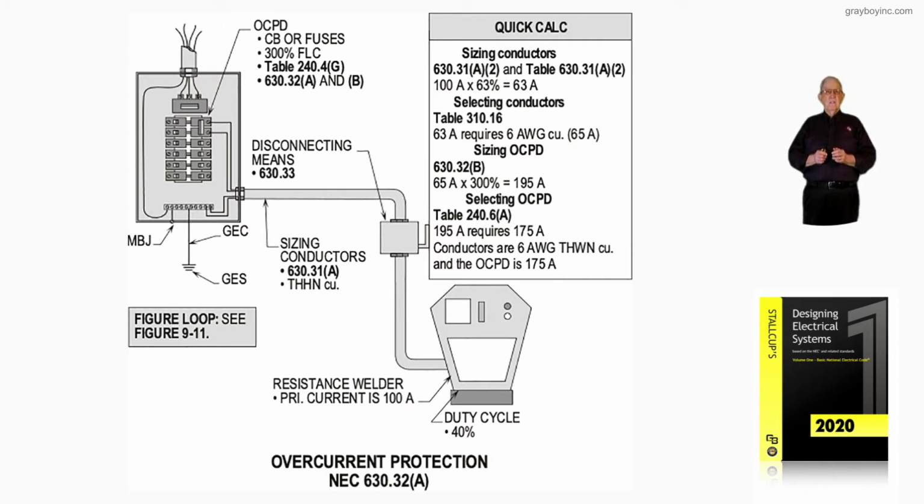Now, the disconnecting means is 630.32, and this basically says if the welder is not equipped with a disconnect, then you add a disconnect within 50 feet, bird's eye view, the way the crow flies, and route of travel, in accordance with the Article 100 definition of in sight from. Next, we'll look at sizing the conductors in the illustration. 630.31A, and we're using THHN copper conductors.